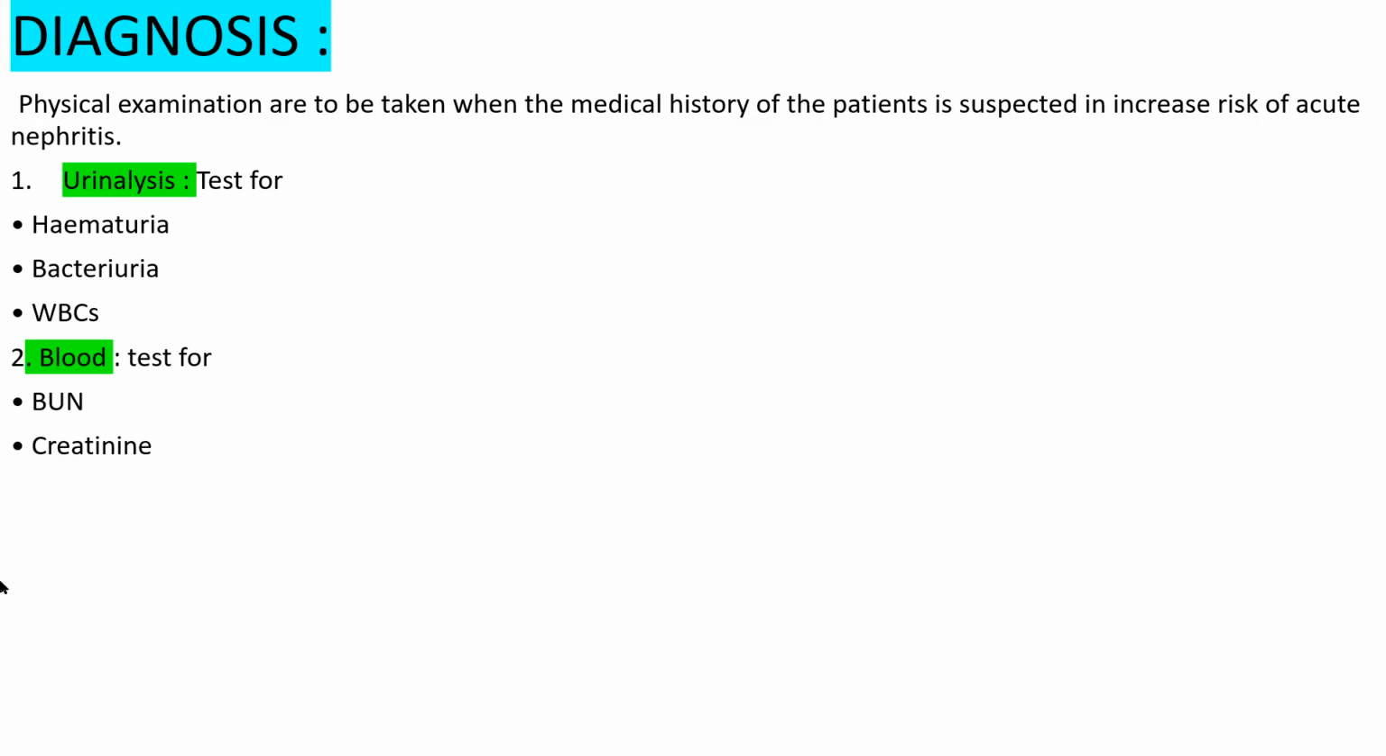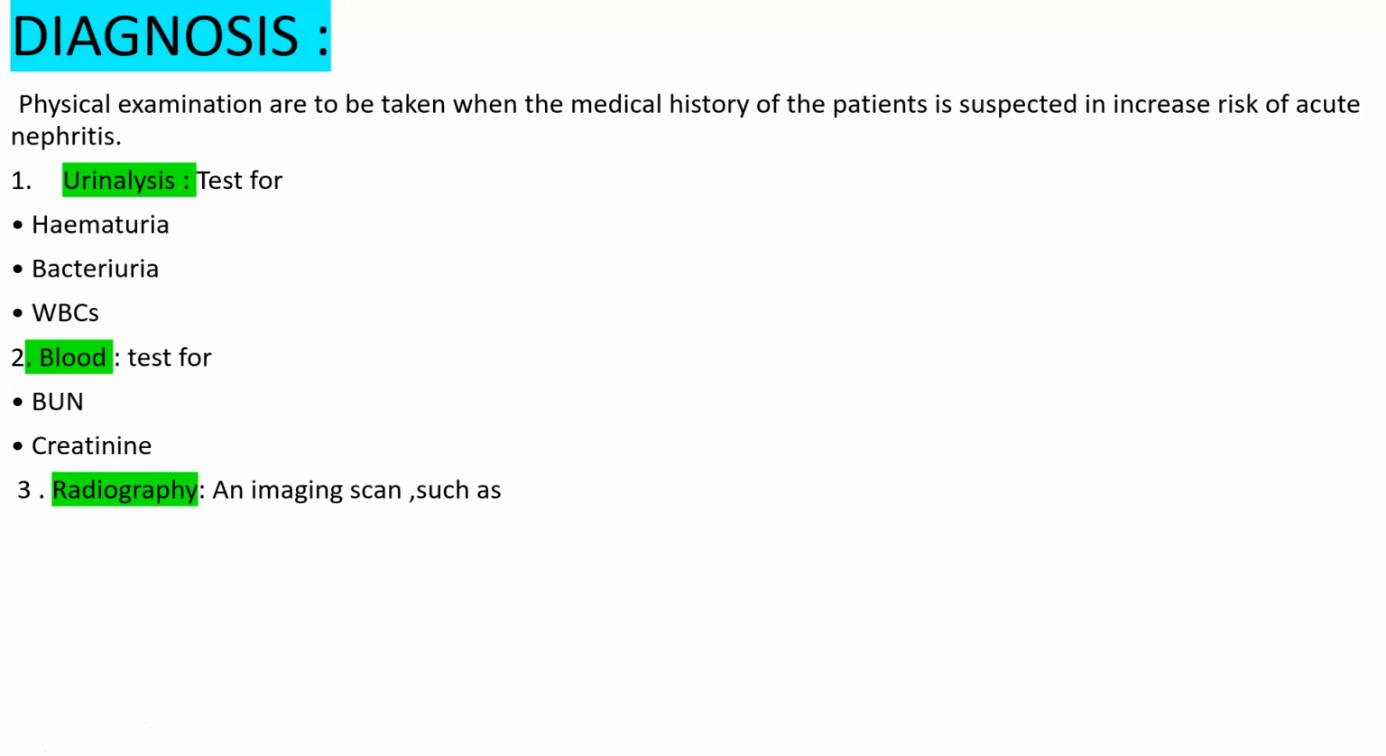But if you find while performing the blood test that there is an increase in BUN, the level of blood urea nitrogen, and an increase in the level of creatinine, that indicates that your kidney is not working properly. That means there is some inflammation or some damage in your kidney. So that is how the blood test is done.